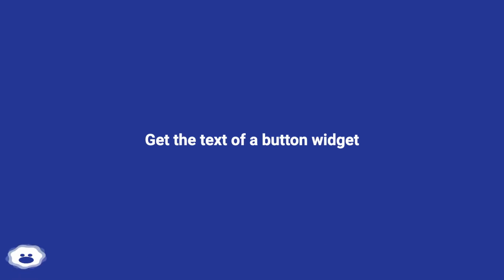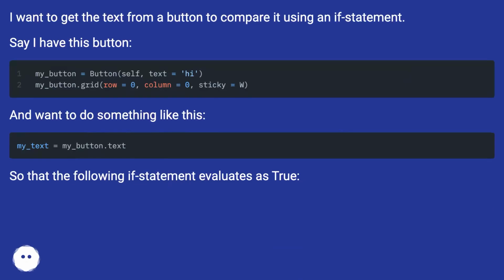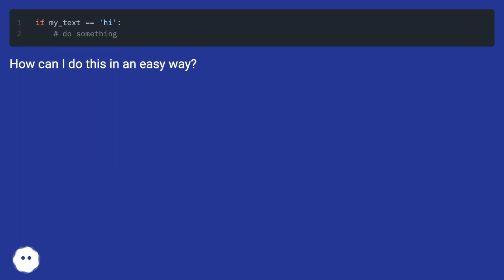Get the text of a button widget. I want to get the text from a button to compare it using an if statement. Say I have this button and want to do something like this, so that the following if statement evaluates true. How can I do this in an easy way?